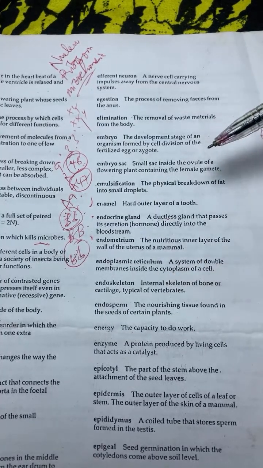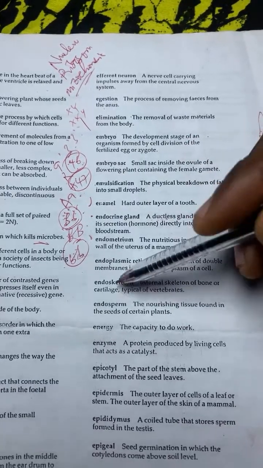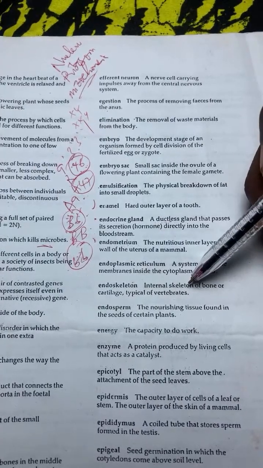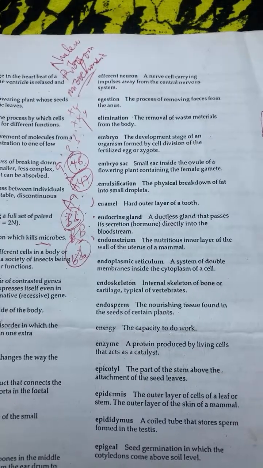Endoskeleton. We have three types of skeleton: endo, exo, and hydrostatic. So endoskeleton is the internal skeleton of bone or cartilage. It's typically found in vertebrates, right? Typically found in what? Invertebrates.